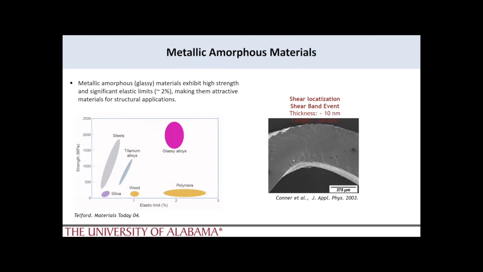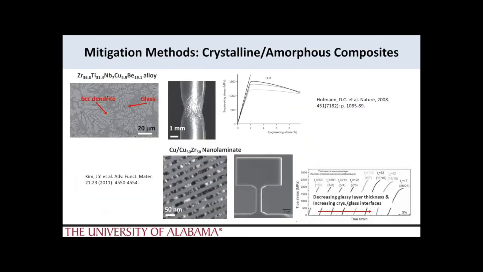Now, a mitigation strategy to stop this catastrophic failure by shear banding is to form crystalline phases within the material, making a composite of a crystalline and bulk metallic glass material. A lot of times what people will do is take the variety of elements that give rise to bulk metallic glass and then anneal it such that it starts to crystallize. You can see these crystal-like dendritic phases shown here. These have obviously been able to show significant improvements in the survivability of bulk metallic glass.